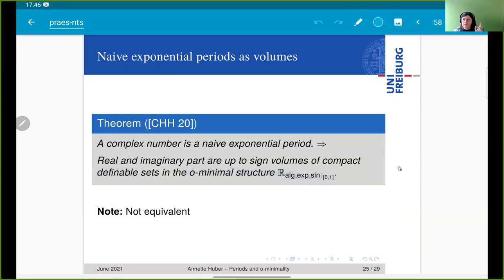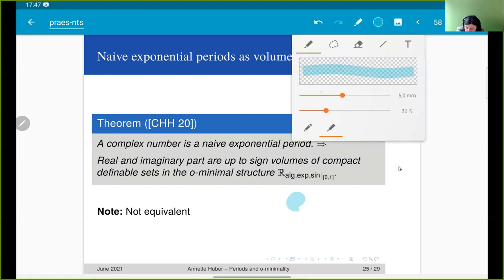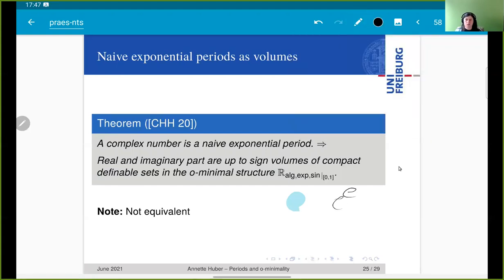Note, in the classical case, this was an equivalence. We don't get an equivalence in this case. We just get an implication in one direction. And we do not expect an equivalence. We expect the left-hand side to be strictly contained in the right-hand side. This is usually really hard to prove. You would need to prove that e to the e is not a naive exponential period. And it's always next to impossible to show that something is not a period. So we don't know this. Nevertheless, there is this relation. These naive exponential periods are volumes in this o-minimal structure. O-minimality comes in.